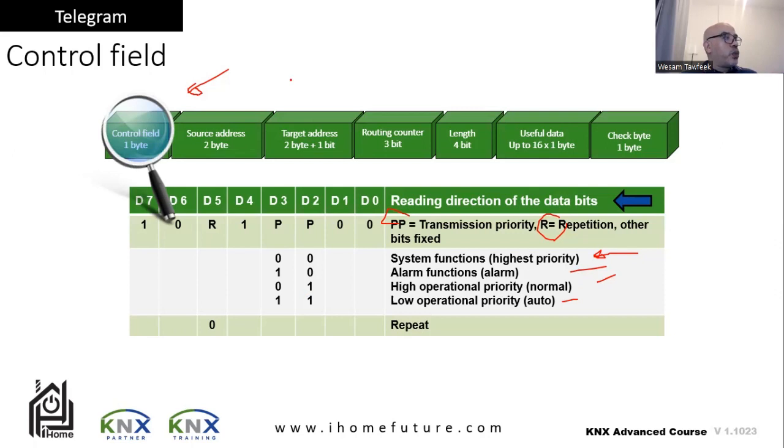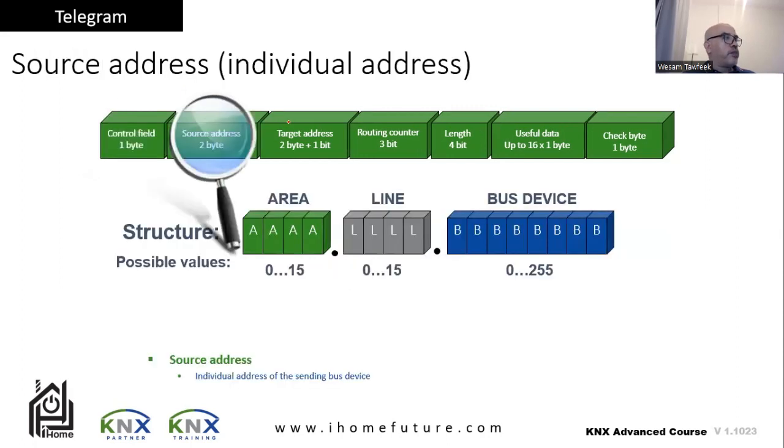So the control field will show me whether it is a repeated telegram or a new telegram, and the priority of the telegram. Okay. Then I have the individual address. The individual address, as we recall, is the source address, normally an individual address. It is 2 bytes: 4 bits, 4 bits, 8 bits, 2 bytes. Okay, this is how I'm representing it.